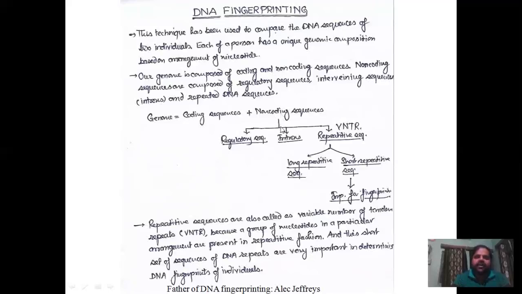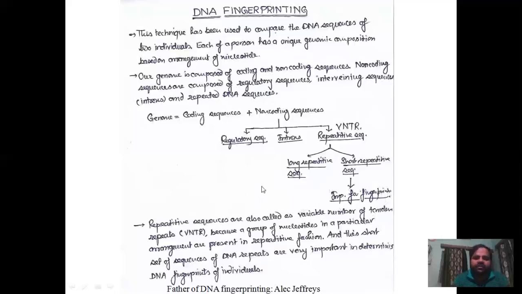Non-coding sequences are again divided into three categories. First is regulatory sequences, which regulate the expression of genes, and the second is introns, which are present in nascent mRNA. The third and very important sequence is VNTR, variable number of tandem repeats, or repetitive sequences. These repetitive sequences can further be categorized into long repetitive sequences and short repetitive sequences, and the short repetitive sequences are very important for DNA fingerprinting.